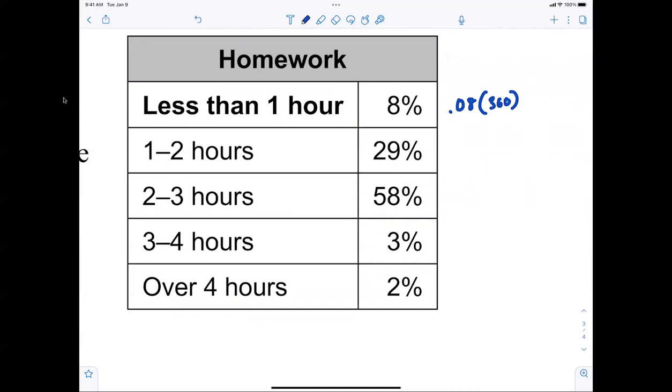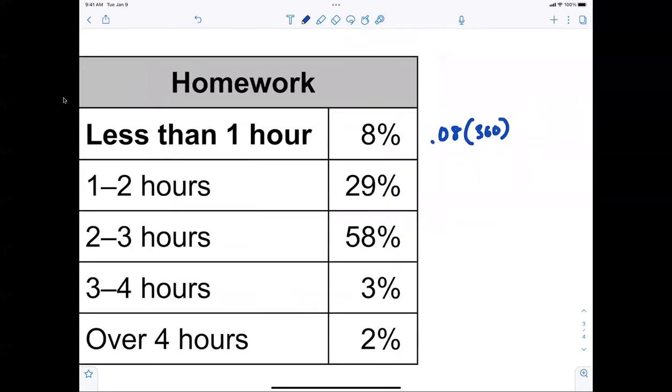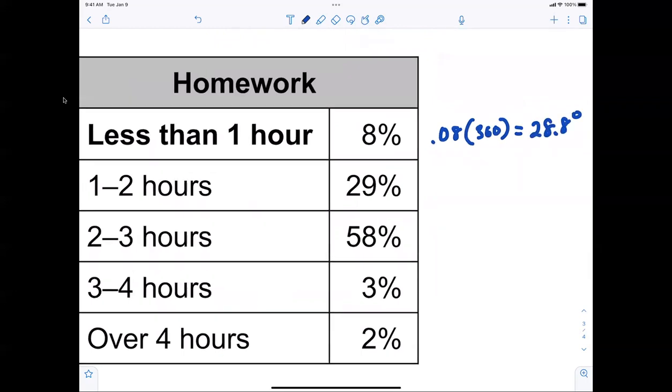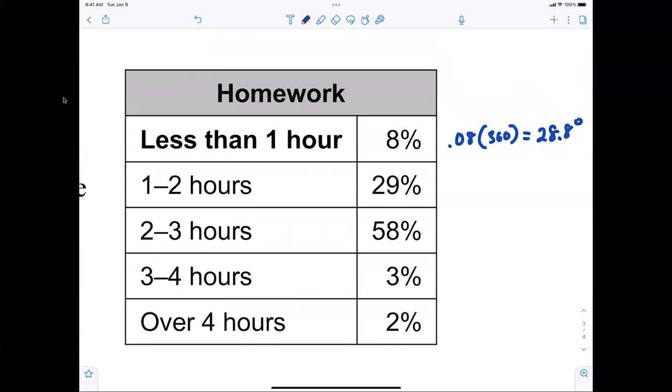All right, that's why I like these questions. You want 8% of 360. So if you had to make it, you would tell me it's how many degrees? 28.8 degrees. All right, so if you're going to make a circle graph, then 29% would be what?